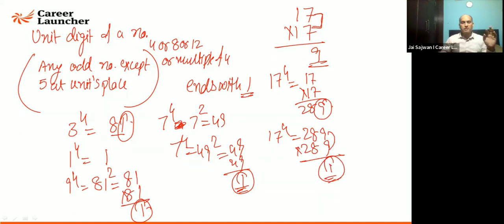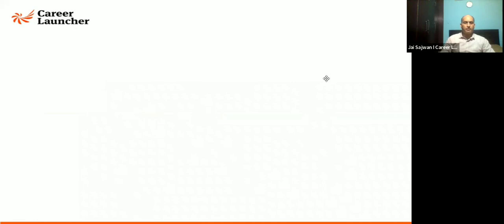So whatever extra number is coming, you will eliminate everything except the unit digit of it. So any odd number means any odd number ending with 1, 3, 5, 7, 9, except 5. Don't consider 5 at the unit digit. Whenever the power is 4, 8 or a multiple of 4, it always ends with 1. I believe it is clear to all of you. Fine. You want me next.